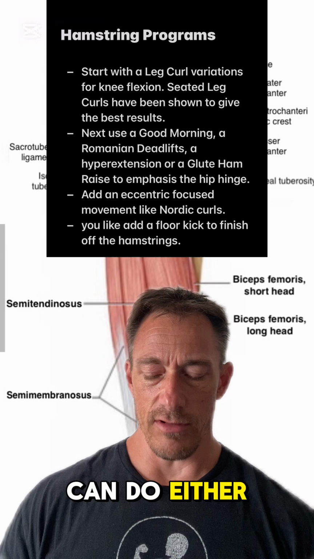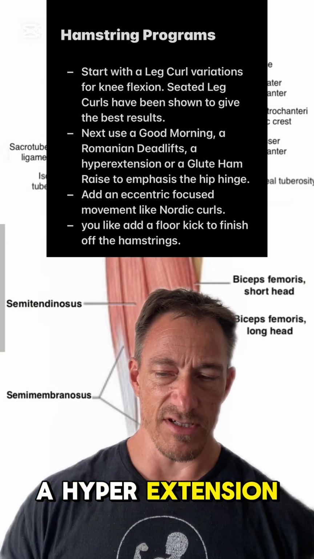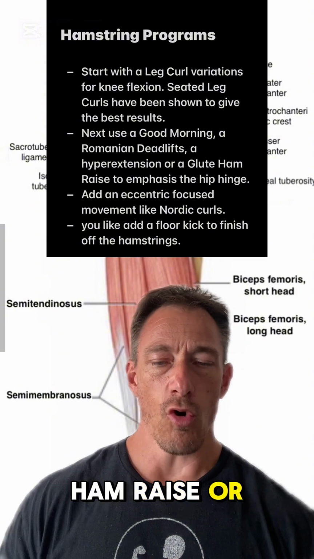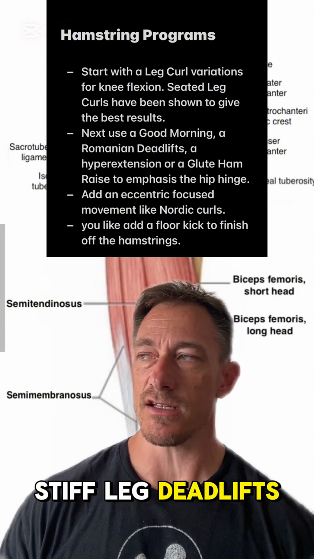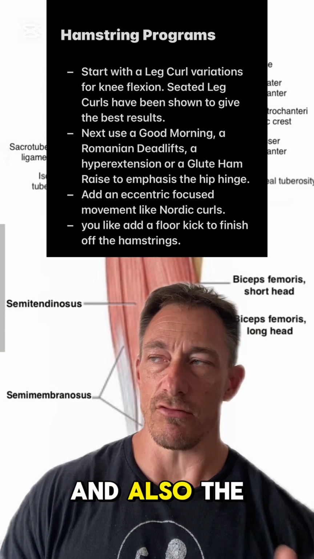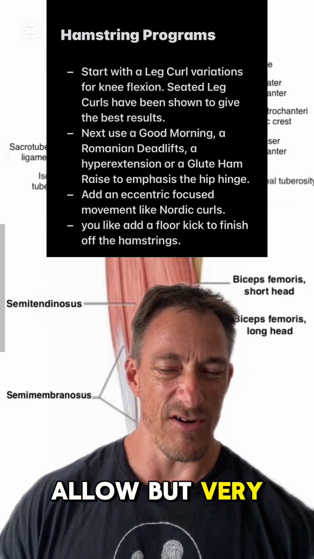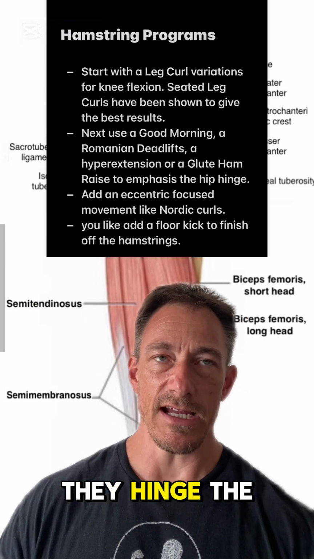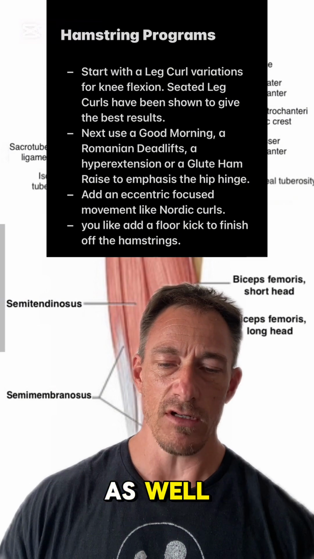Next up, we can do either a good morning, a Romanian deadlift, a hyperextension, a glute ham raise, or a stiff leg deadlift. Now, Romanian deadlifts and stiff leg deadlifts are very similar. It has a little bit to do with the range of motion and also the amount of knee flexion you allow, but very similar movements, okay? They hinge the hips. Good mornings are very good. You just got to watch your back as well.